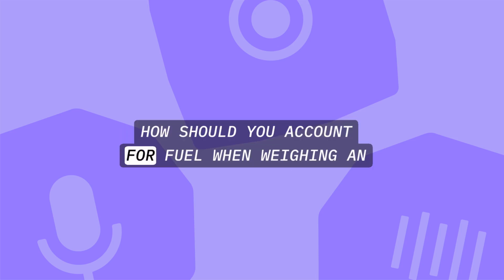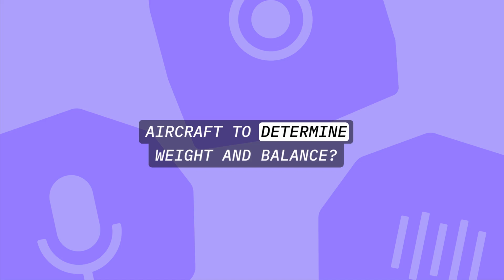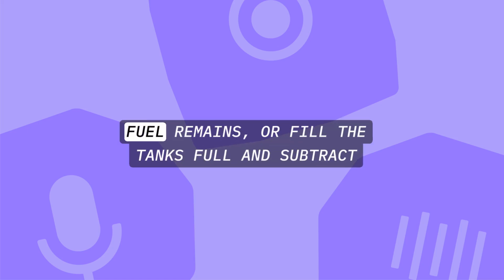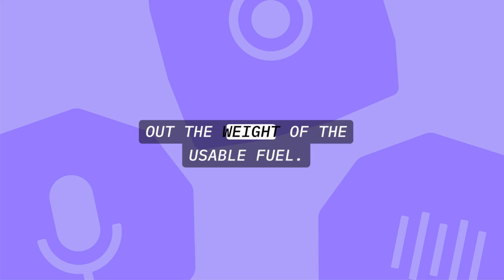How should you account for fuel when weighing an aircraft to determine weight and balance? Either drain the fuel system until only usable fuel remains, or fill the tanks full and subtract out the weight of the usable fuel.